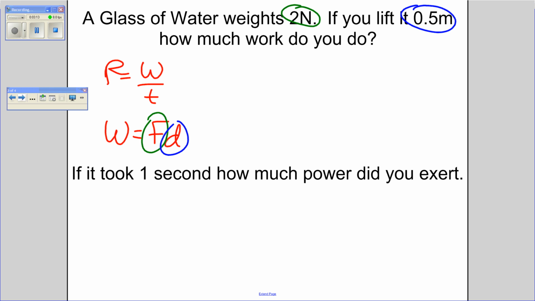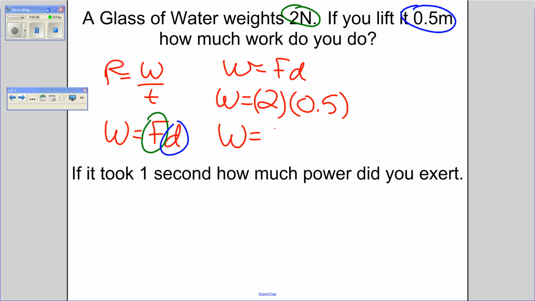Alright, so what we've been doing is saying, okay, we have our mass, now we need our force. And our force is Fg, which is our weight, and they already gave you Fg. So here, that 2 newtons, they just knocked out a step for you. So work equals force times distance. Work equals 2 times 0.5. So you just did 1 joule of work. Well, good for you.